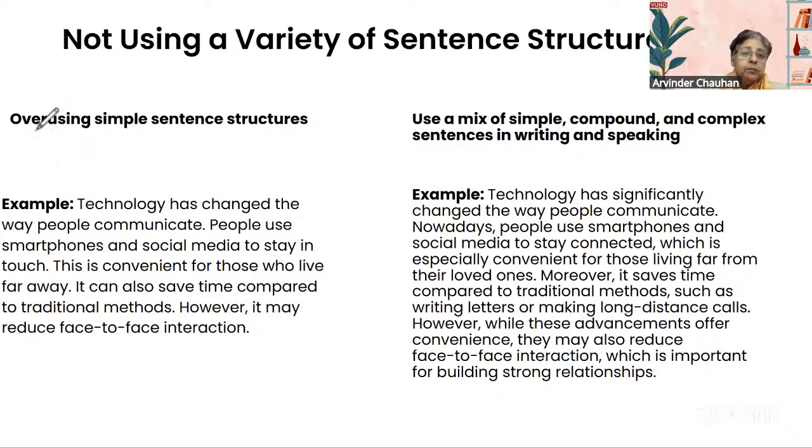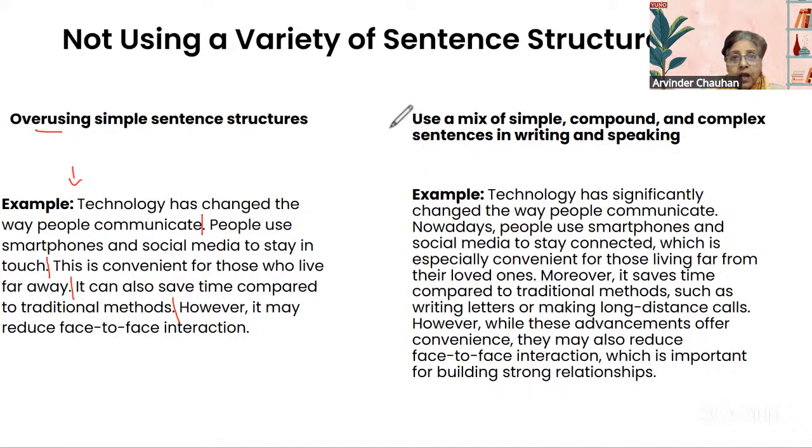Now, overusing simple sentences. This is an example. Technology has changed the way people communicate. People use smartphones and social media to stay in touch. This is convenient for those who live far away. It can also save time compared to traditional methods. However, it may reduce face-to-face interaction. Now, if you look at this, these are all small sentences, and they can easily be combined very nicely with the usage of connectors, either connecting words or connecting phrases.